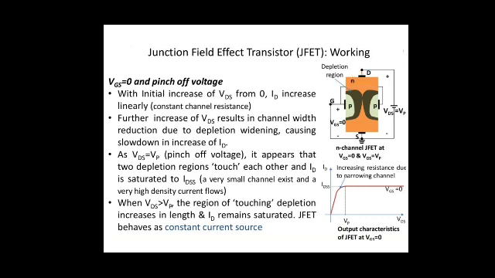Okay, so as I said, here VDS equals VP. VP is nothing but the pinch off voltage. It appears that the two depletion regions touch each other. But here you can see they are not actually touching; there is a very small channel, and a very high density current flows through that small channel.